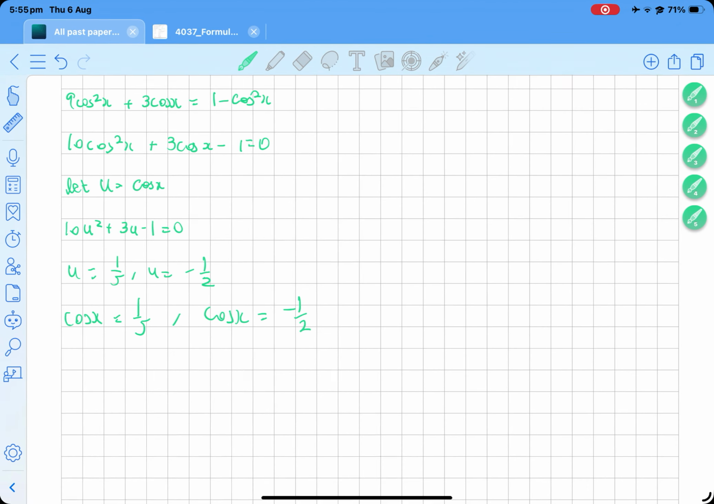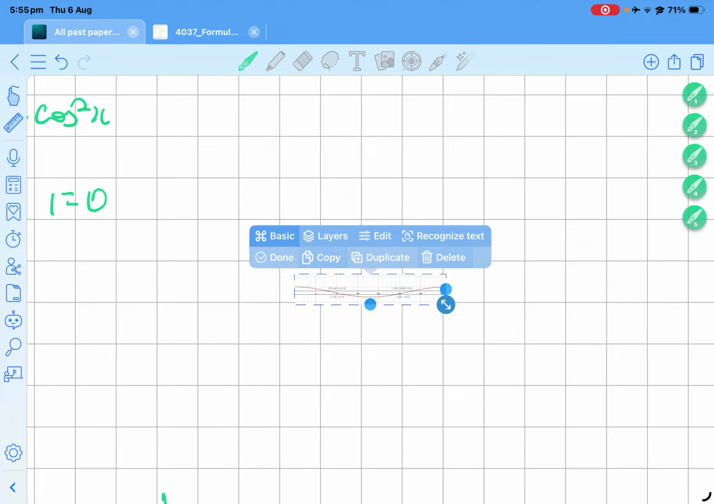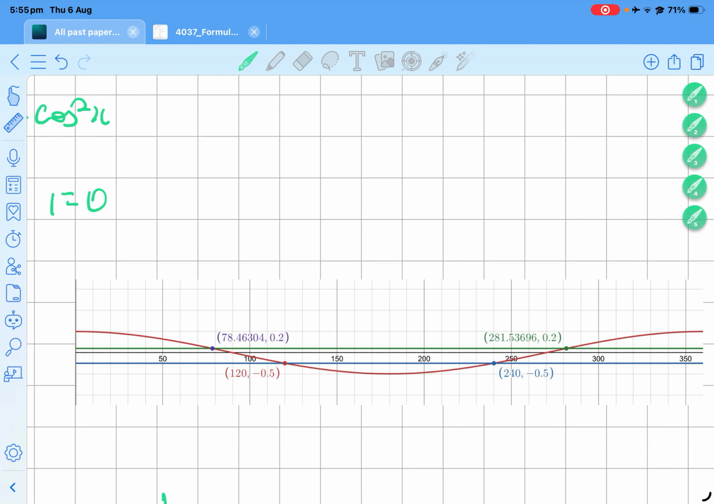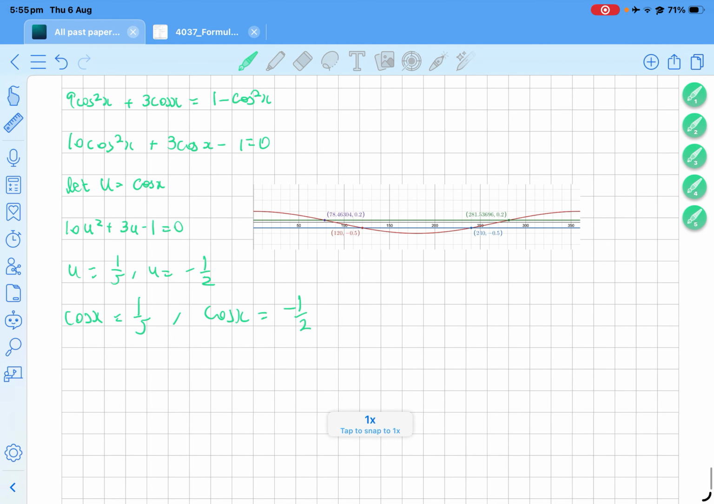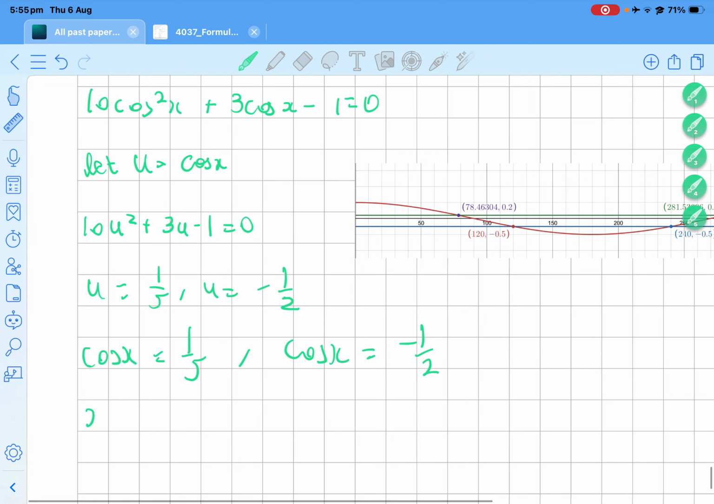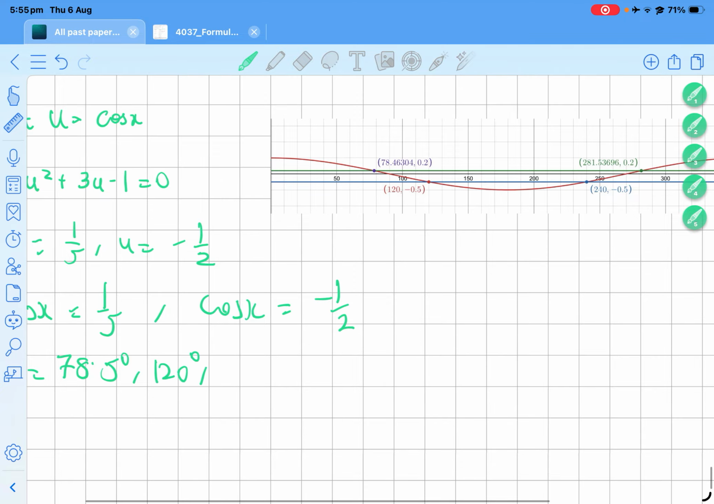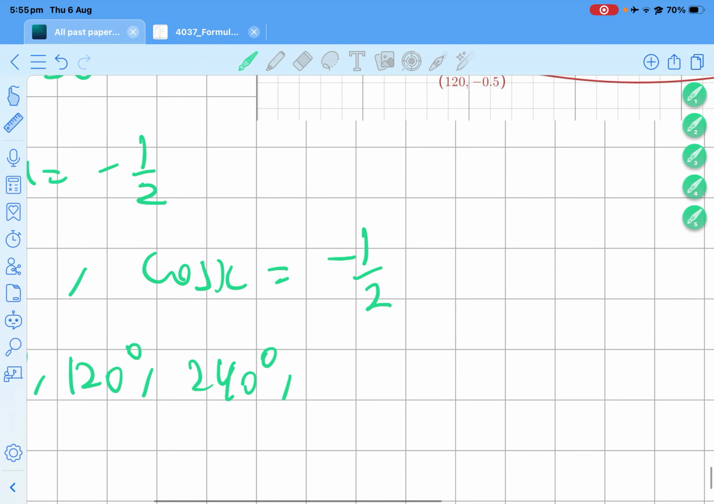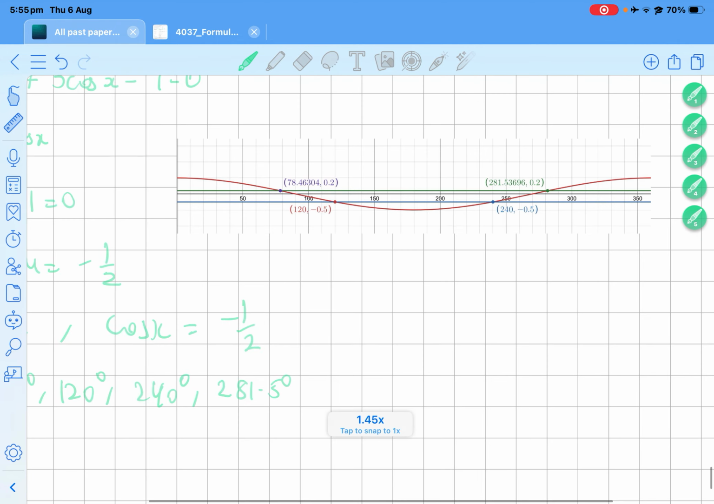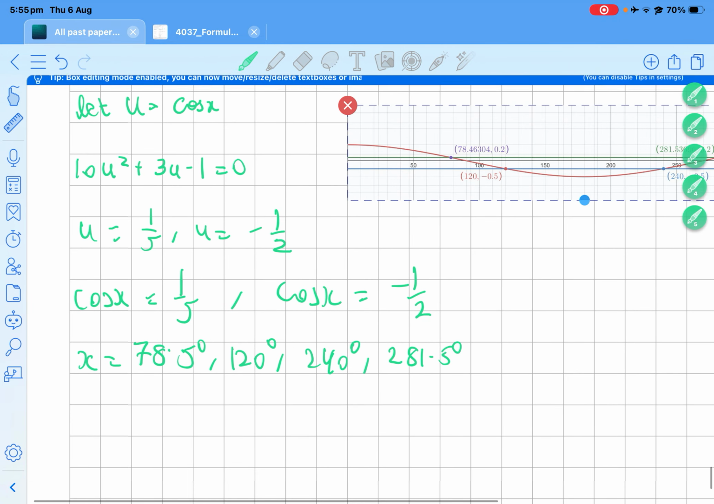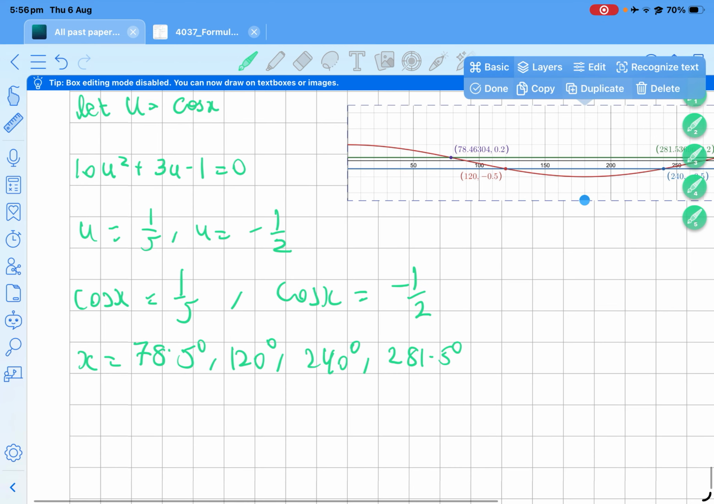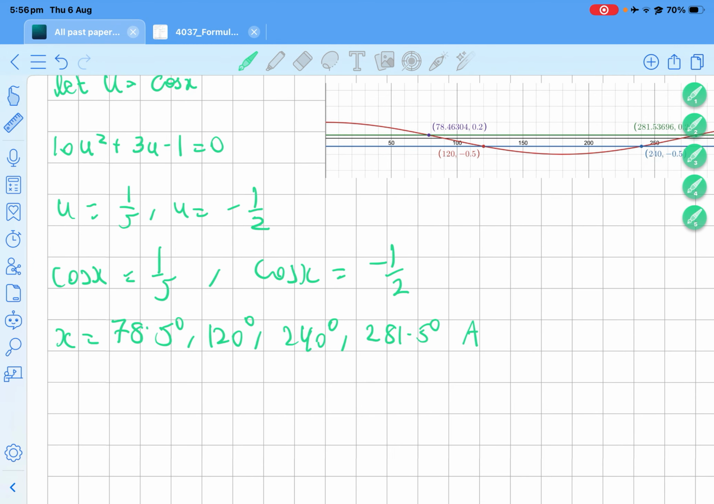So we can paste it over here. So x equals 78.5 degrees. Then we have 120 degrees, 240 degrees, and then 281.5 degrees. So first and last to one decimal place, others to 3 significant figures.